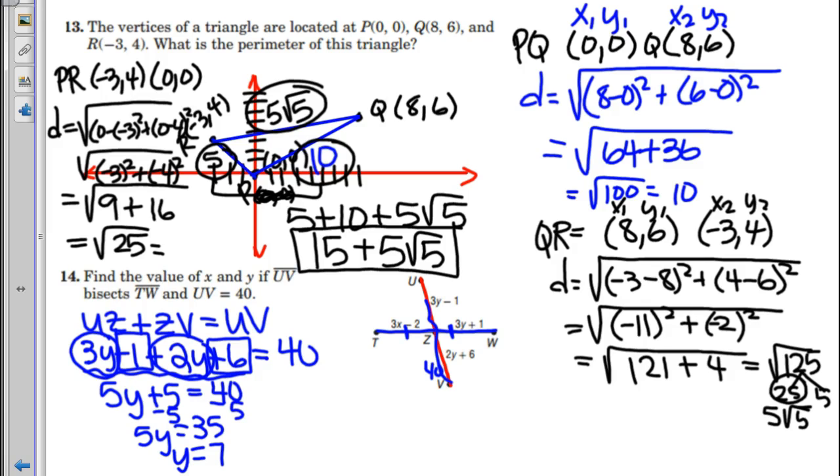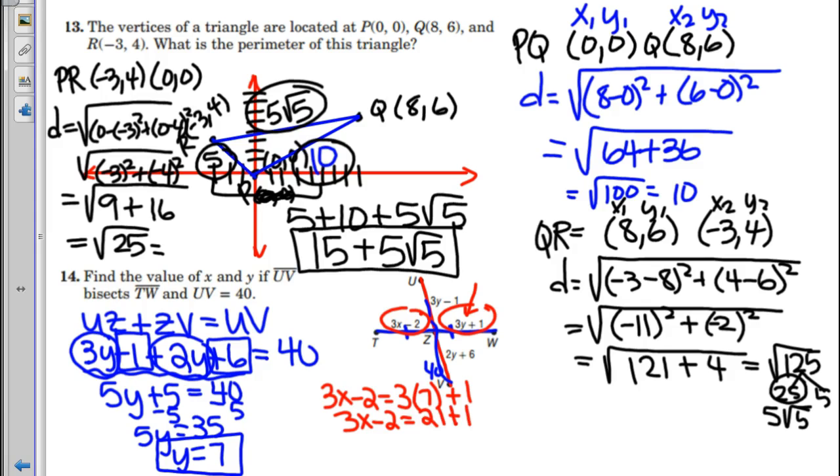Now we need to find x. So back to what we talked about just a minute ago, I know that these two guys are equal to each other. But now I know that y is 7, so I can plug that in right here for y. So 3x minus 2 equals 3 times 7, because y is 7, plus 1. So 3x minus 2 equals 3 times 7 is 21 plus 1. 21 plus 1 is 22.